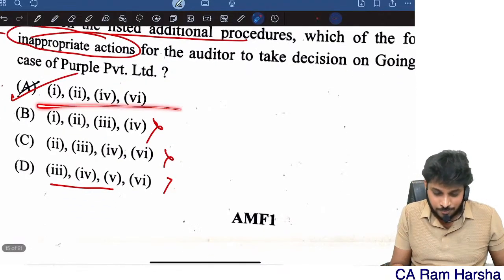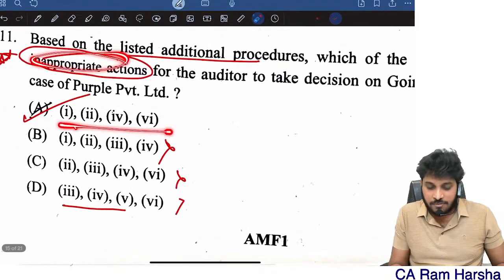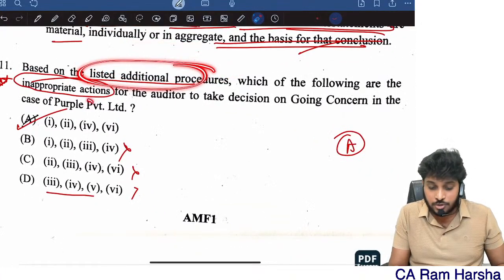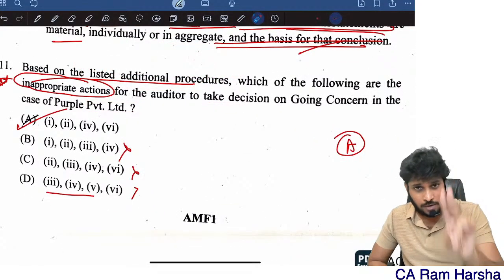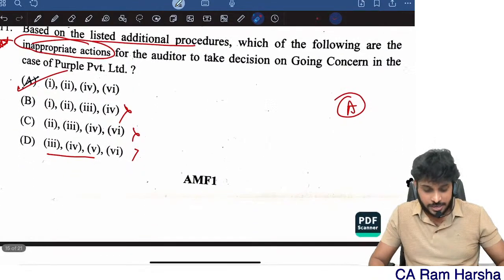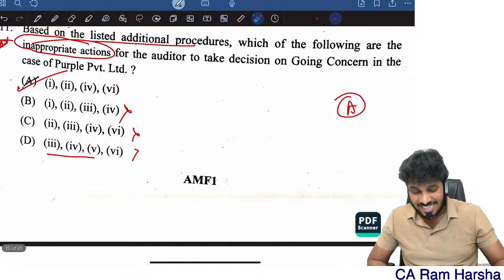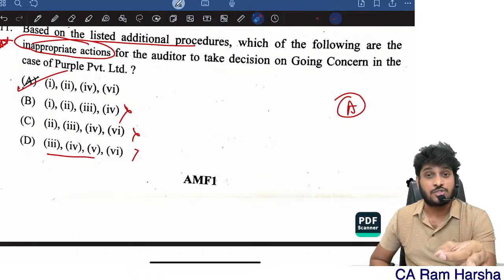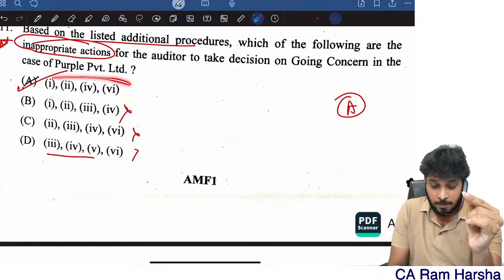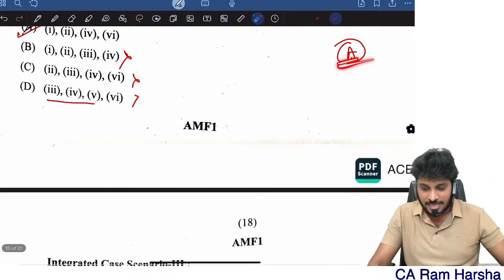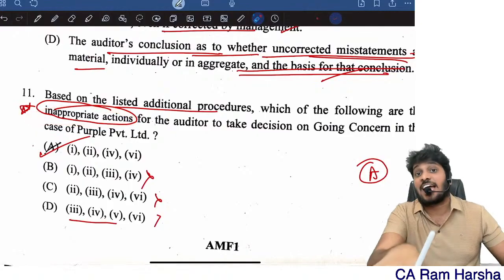So inappropriate actions 1, 2, 4, 6, these are not appropriate. They are not proper additional procedures when a going concern issue is there. I always tell you going concern is an important standard. So this is not required. Getting it? The answer is 1, 2, 4, 6. Open SA 570. Even if events and conditions are identified, the following additional procedures are required. Under the additional procedures, these 4 will not be listed. Be careful. So the answer is A. That is the most inappropriate action.